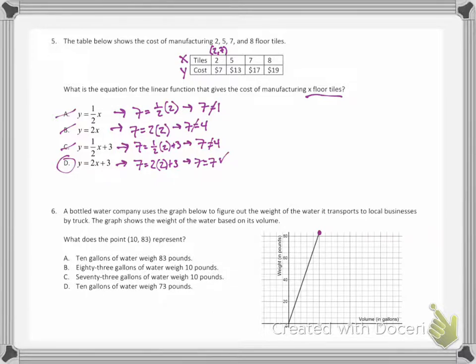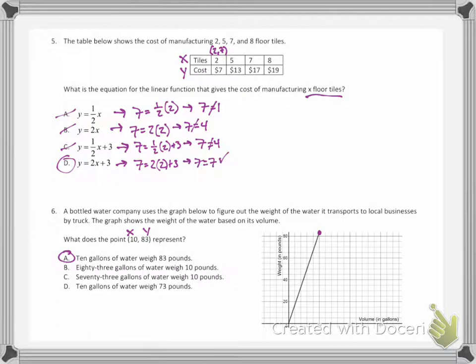Option A, 10 gallons of water weigh 83 pounds. So, remember, 10 is X, 83 is Y. So the 10 should represent the volume, the amount of gallons. Okay, so 10 gallons. 83 should represent the weight in pounds. Well, A makes perfect sense. The numbers match up with the units. 10 gallons of water weigh 83 pounds.